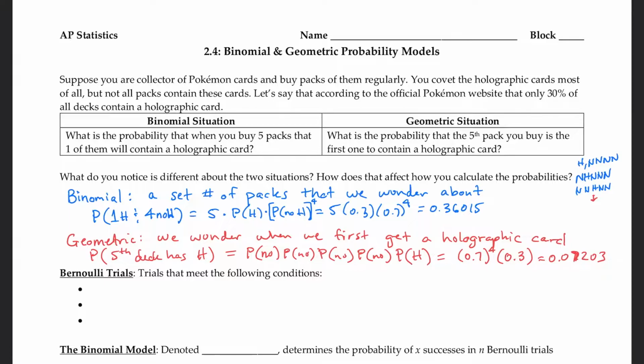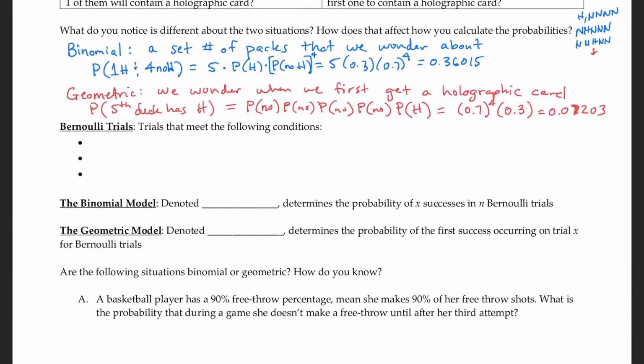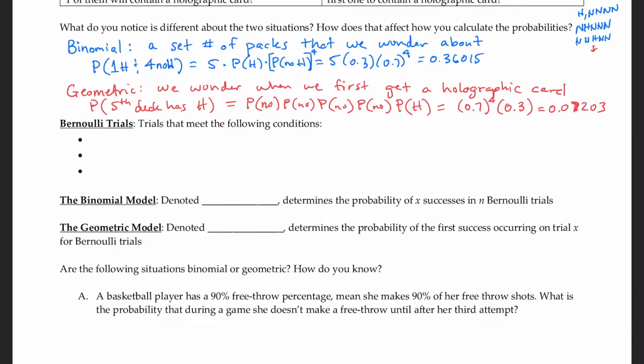So let's talk about language and our vocab here. So what we're discussing here right now are all examples of things called Bernoulli Trials. Bernoulli was a dude. Might have been 2 dudes. Might have been like brothers. I don't know. Anyways, Bernoulli Trials are trials that meet 3 conditions. The first is that what you're dealing with is binary. There's only 2 possibilities. There's success and there's failure.